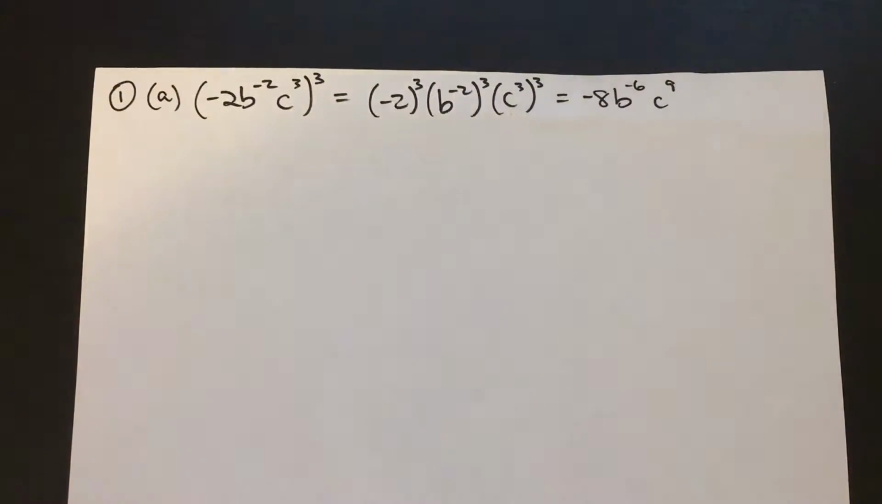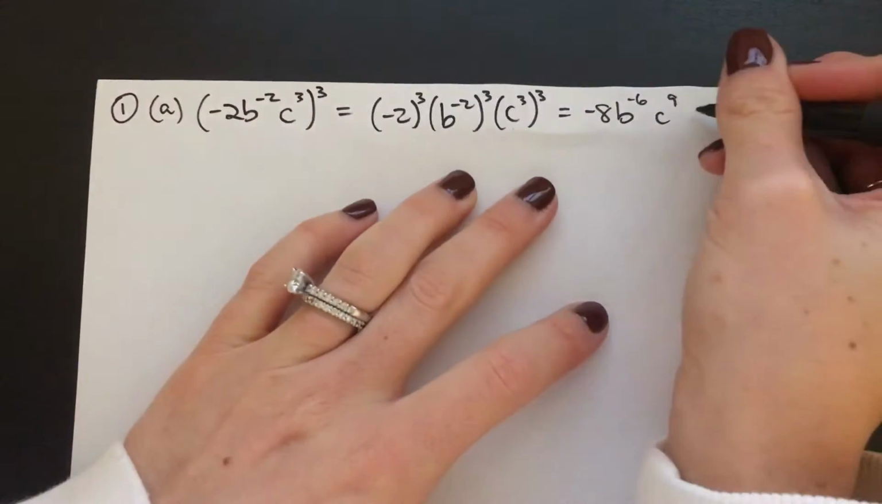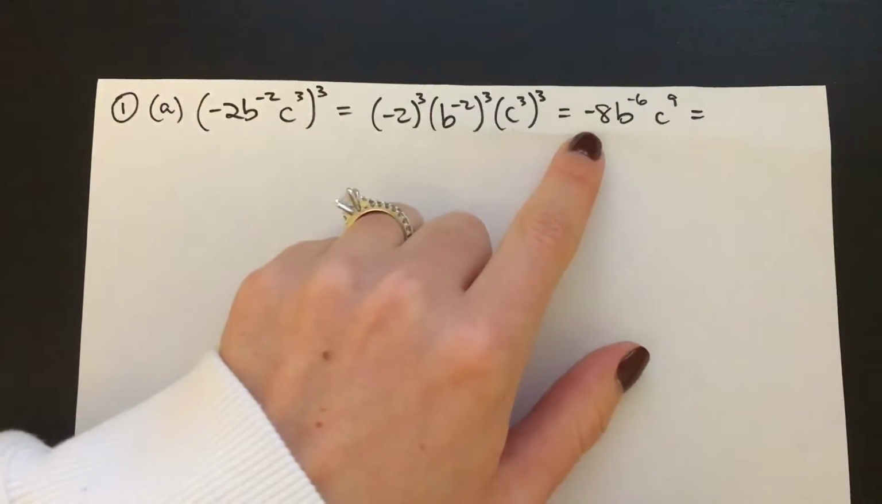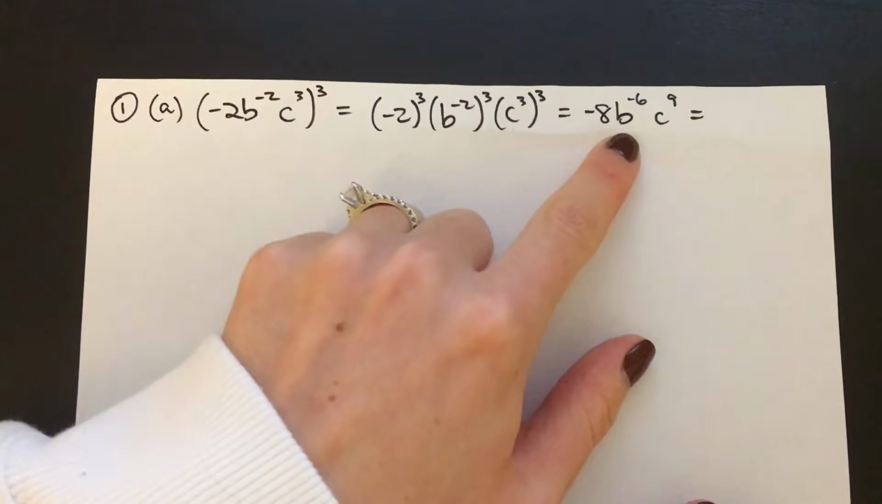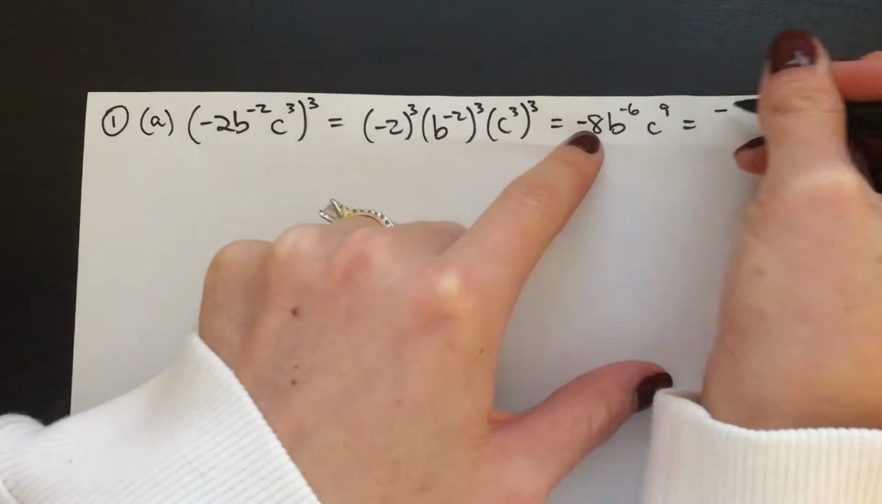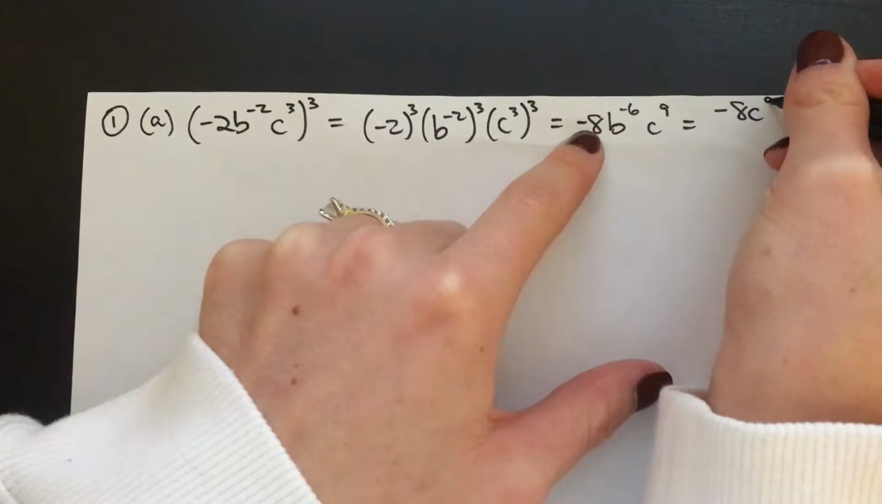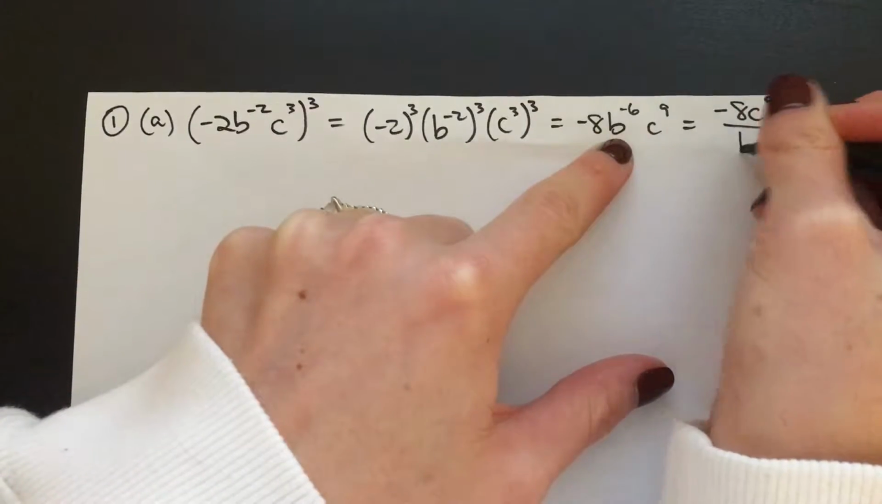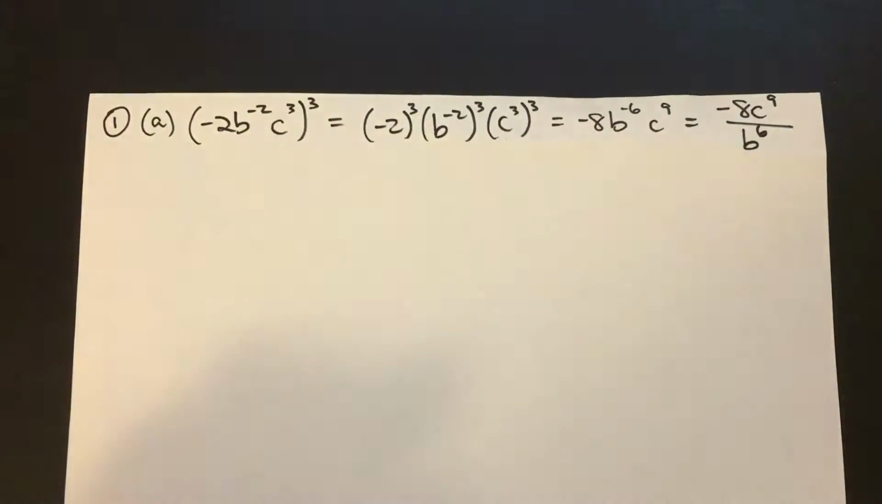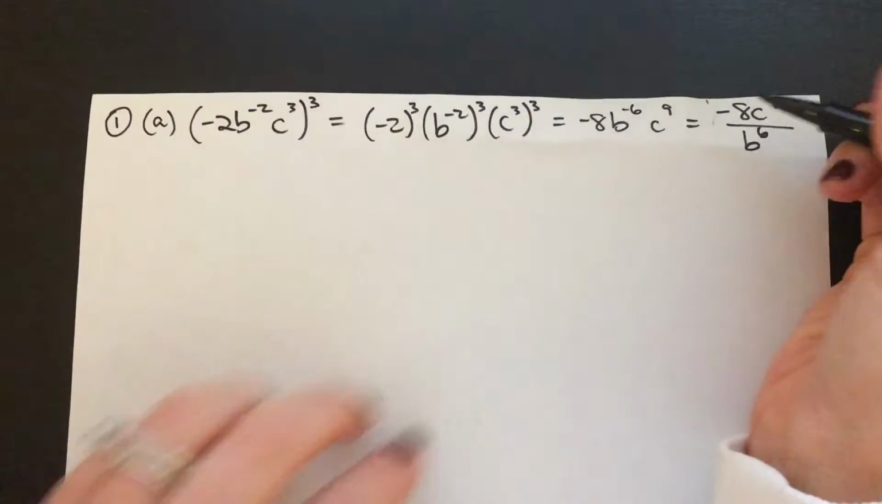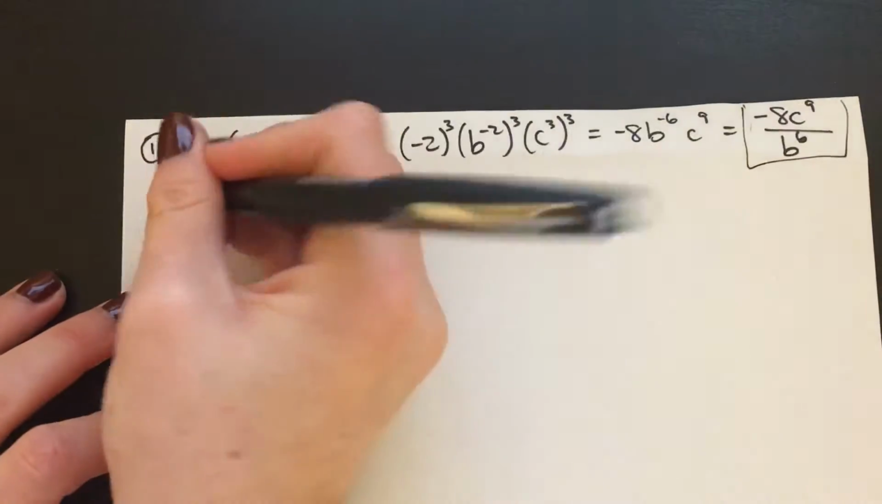So for your final answer, any exponent that is negative has to get flipped. Don't confuse that with negative numbers. Negative numbers don't get flipped, just negative exponents get flipped. So my negative 8 stays, my c to the 9th stays, and then b to the negative 6th, I would flip it down to the bottom where it would become positive 6. So that would be your answer.